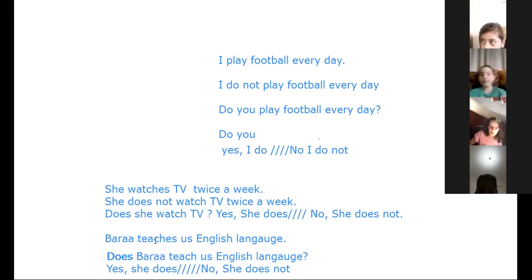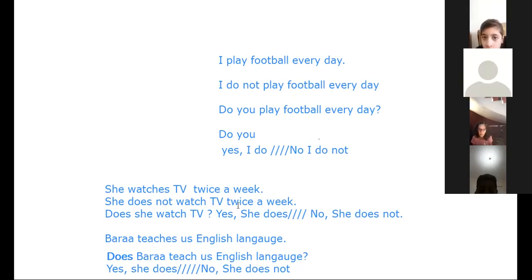The ES goes with what? We delete it from the verb and add it to does. So, does Baraa teach us English language? Yes, she does. No, she does not.